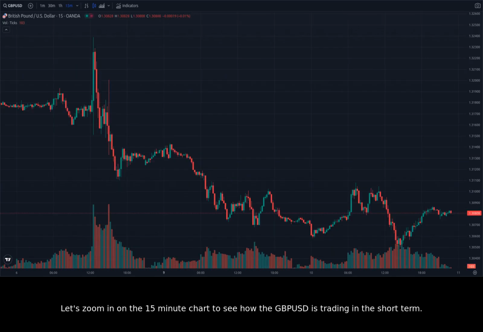Let's zoom in on the 15-minute chart to see how the GBPUSD is trading in the short term. Right now, the price is trading slightly above the 1.3000 level. It's important to look for any signs of momentum, either bullish or bearish. We can see a cluster of bullish candles around the 1.3000 level, which could be a sign of support. But we need to see how the price reacts to the 1.3100 level, which is acting as resistance at the moment. If the GBPUSD can break above 1.3100, it could signal a strong bullish trend in the short term.